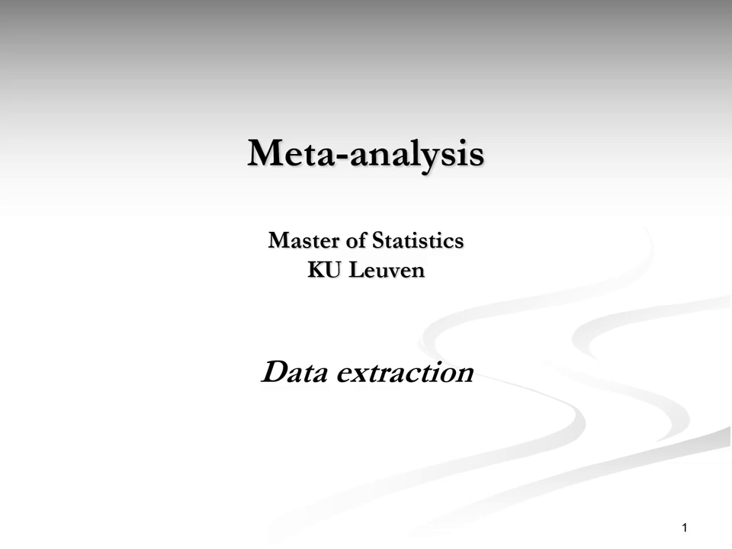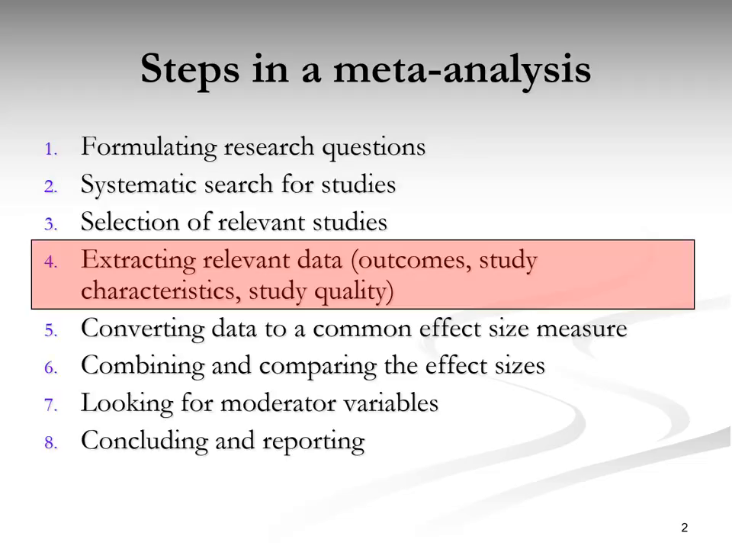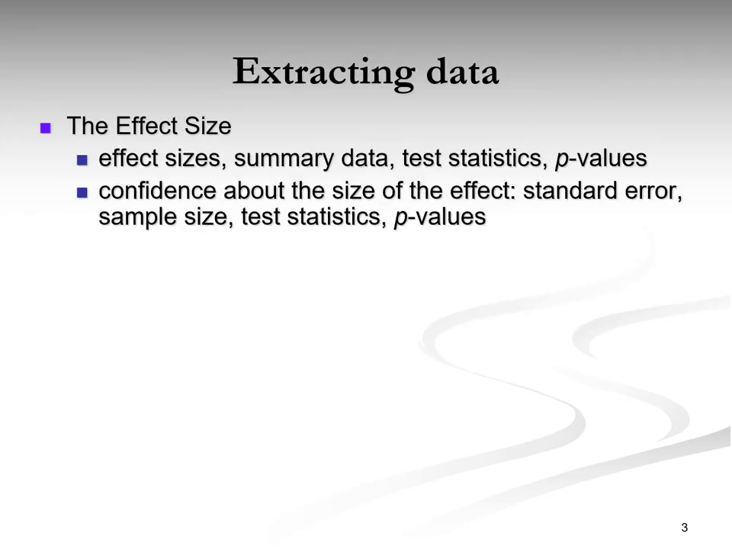After selecting the studies, we are ready to extract the data needed for our meta-analysis. This is the fourth step of the 8 steps of a meta-analysis. What data do we want to extract? Of course, effect sizes. We want to say something about the size of the effect.